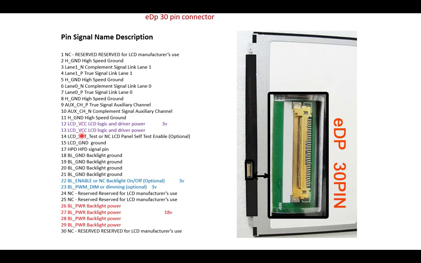So pin numbers 12 and 13 are the 3 volt for the LCD. Pin numbers 22 and 23 are the enable and the brightness. Pin numbers 26, 27, 28 are the 18 volt. And pin numbers 9 and 10 are the aux channel signals, and these are the main line.